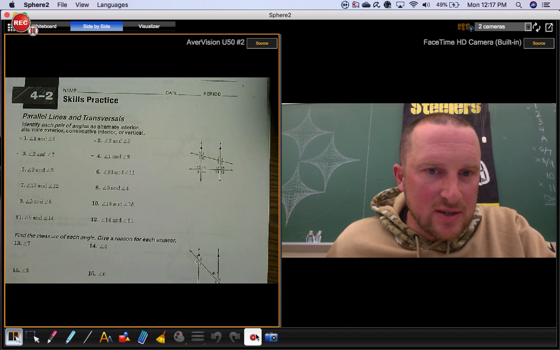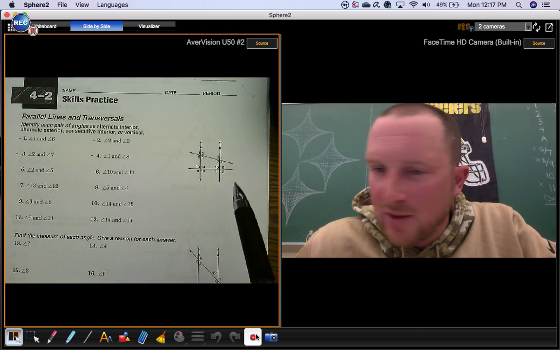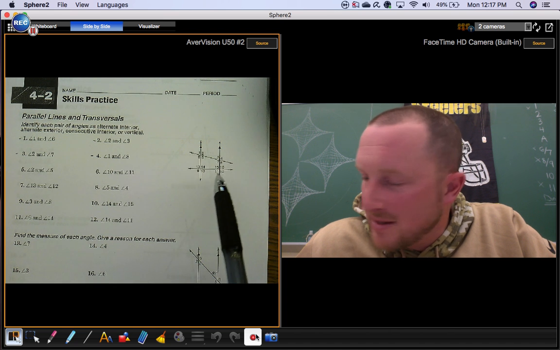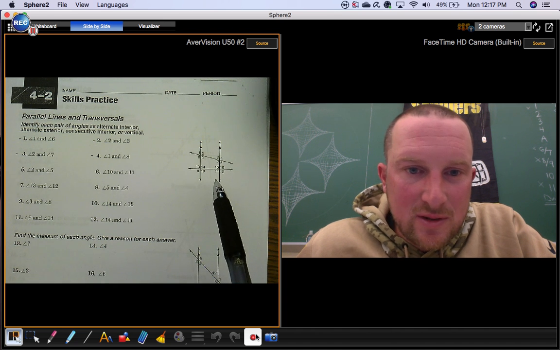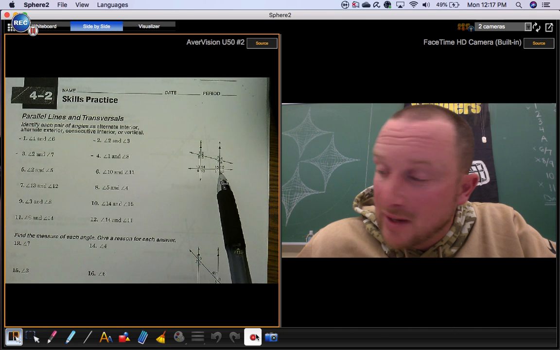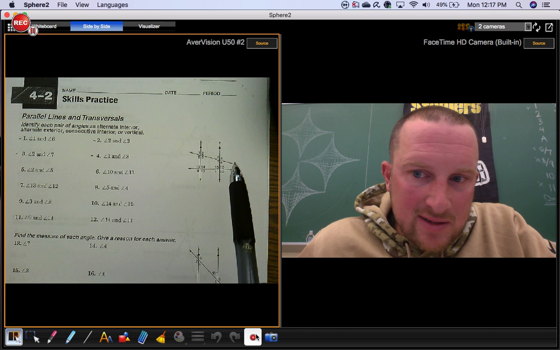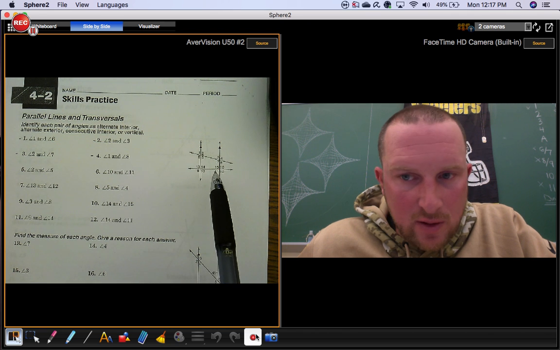Skills practice for section 4.2. We have a diagram with parallel lines, and we have two lines that could act as a transversal. Ultimately, what we're going to do is block off one of them to make the diagram easier to look at. Since there's only one pair of parallel lines, you don't want to cross off either of those.